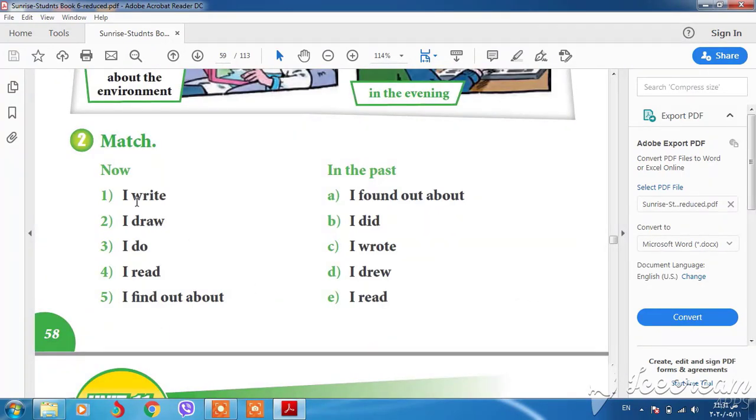Okay, look at this one. We have present. In the present we have write, draw, do, read, find out about. Okay, if we make it to past, write will be wrote. I write, I wrote. Draw, it will be drew. I draw, I drew. Do, it will be did. Okay, I do, I did. I read, it will be I read. Okay, I found out about, it will be I found out about.